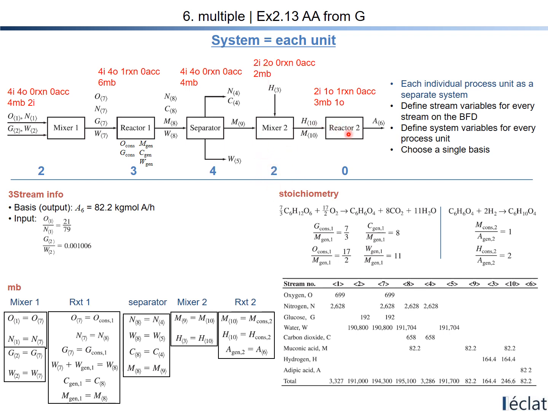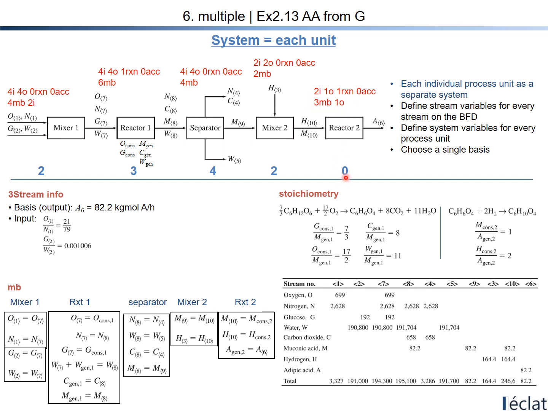How about the reactor 2? 2 input, 1 output variables, and 1 chemical reaction equation for the reactor 2, no accumulation term. So for freedom, and HMA, we have 3 compounds as components for material balance equation. So 3 material balance equations, and the output stream flow rate was given to you. That was the basis. So 1 output. So 4 minus 4 is going to 0.